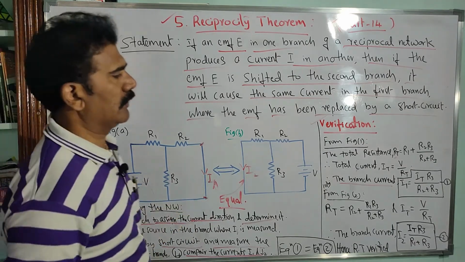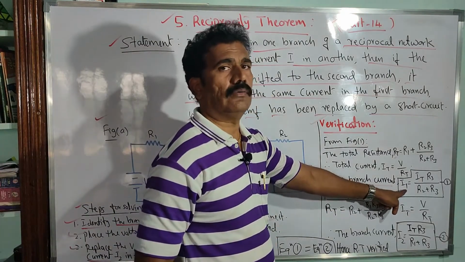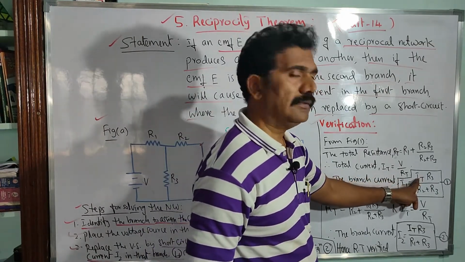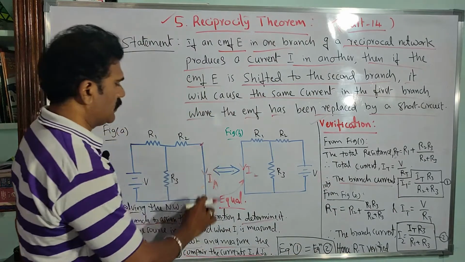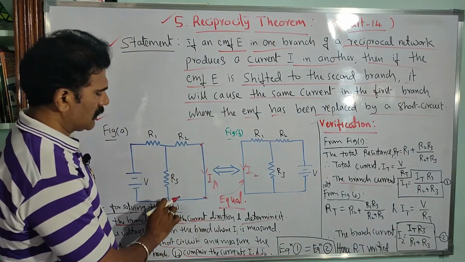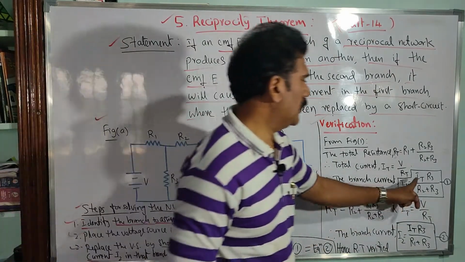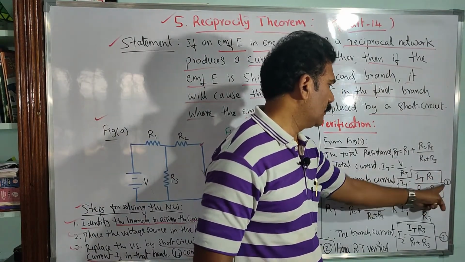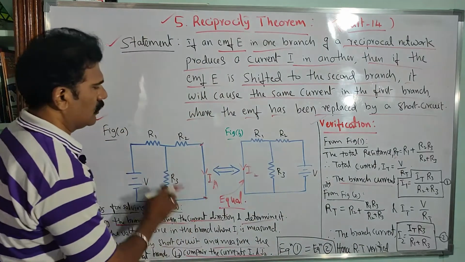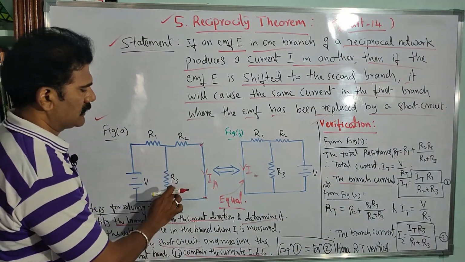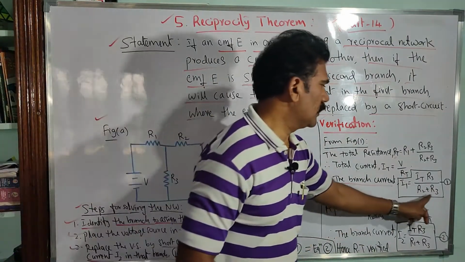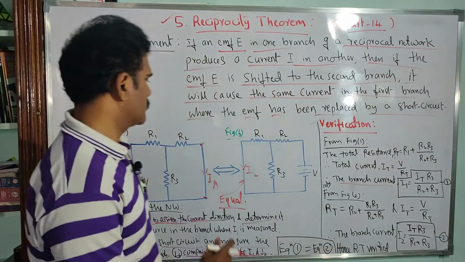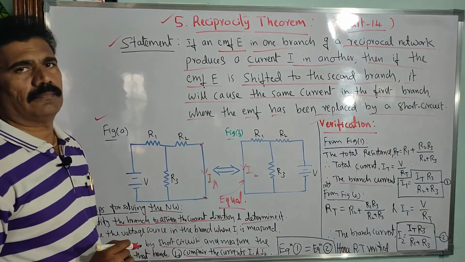Let it be I1. So I1 is calculated by the current divider method. Total current into the resistor parallel to this branch, R3, so IT into R3, divided by the total resistance in this loop, R2 plus R3. So IT into R3 divided by R2 plus R3 gives the equation for I1 as the branch current in the first network.